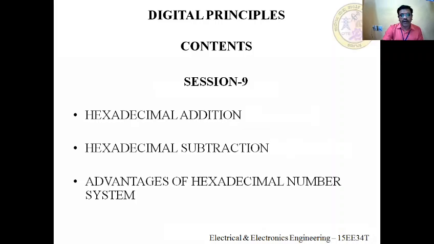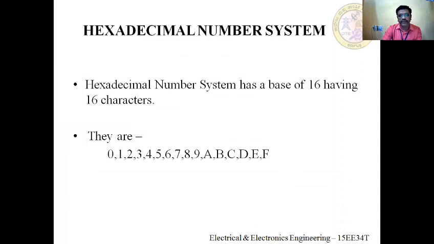In this session, I will be discussing three major topics. Number 1, hexadecimal addition. Number 2, hexadecimal subtraction. 3, advantages of hexadecimal number system. First of all, we will discuss what is a hexadecimal number system.